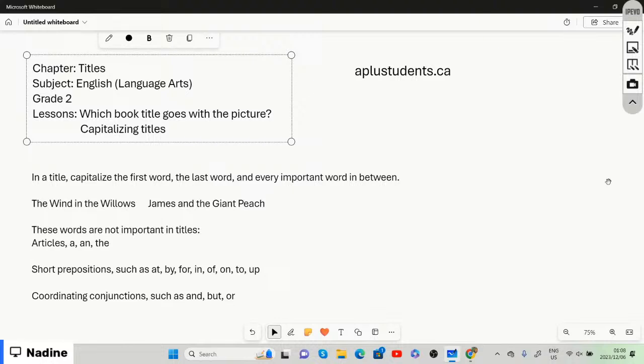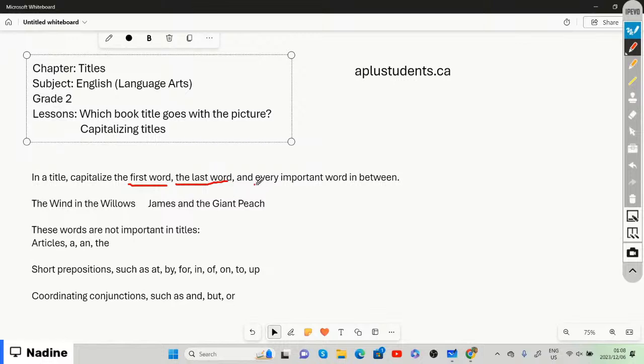So within a title, for example of a book, we capitalize the first word, we capitalize the last word, and we also capitalize every other important word that is in between.